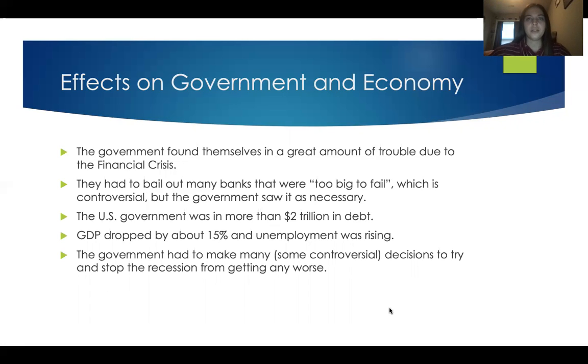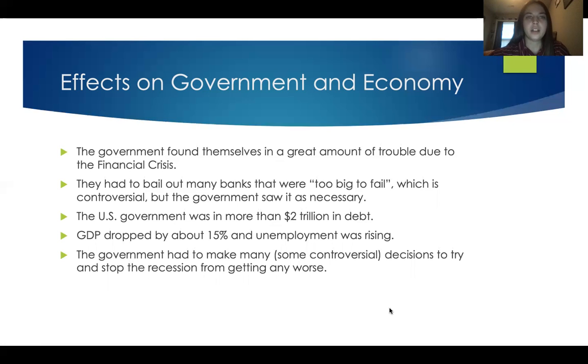The effects of the financial crisis on the government were very large. The U.S. government found itself in more than $2 trillion in debt. Due to the crisis, GDP also decreased by about 15%, or $4.6 trillion. Unemployment also increased, and it is estimated that every American lost about $70,000 due to the financial crisis. Governments were also forced to make controversial decisions and implement new policies and regulations in order to attempt to survive the Great Recession.